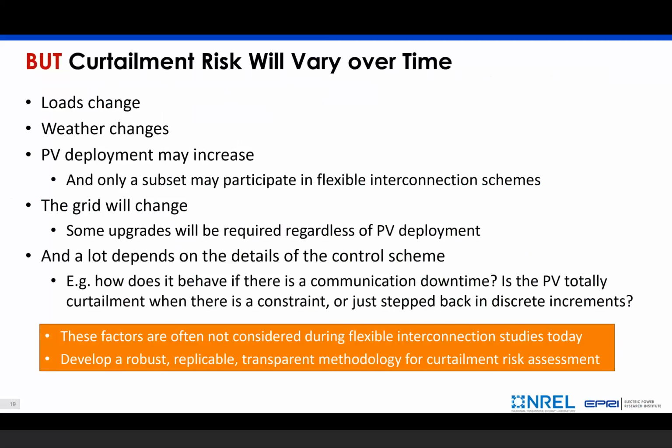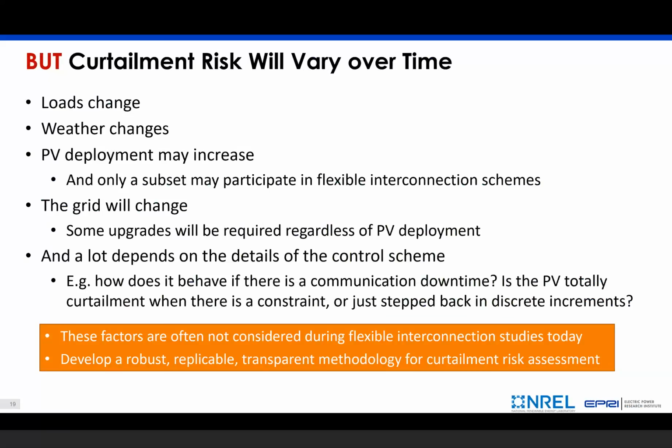But I think there's a few important things to know. So even though we've seen in a lot of studies so far that you can have this relatively low amount of curtailment with flexible interconnection in a lot of scenarios, there's a few caveats to that. And one of them Stephen touched on earlier, which is that this is really a case-by-case basis for what the economics look like, and that'll change at different penetration levels.